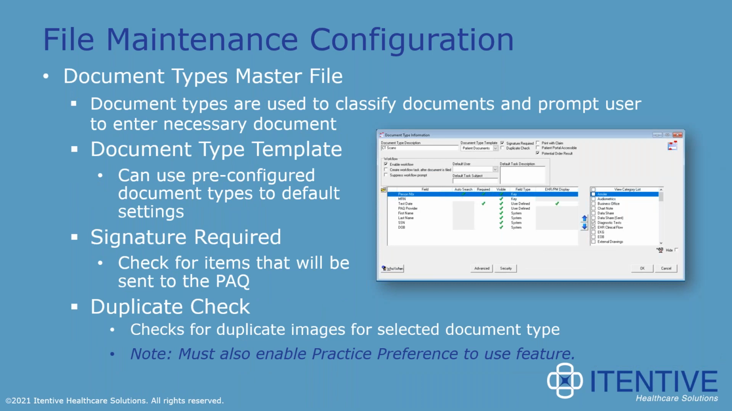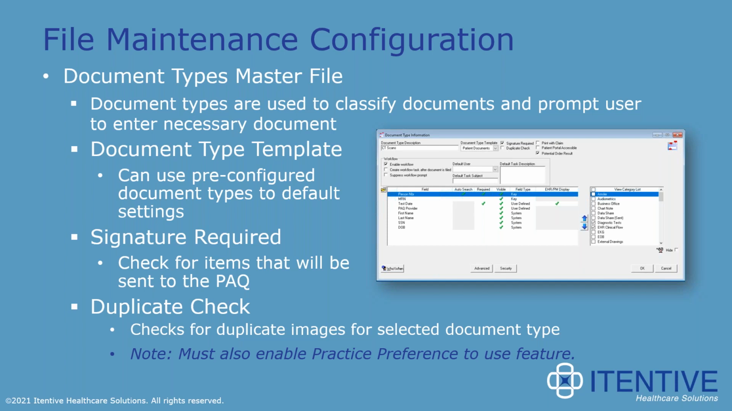So once we've created those document fields that are needed for your practice, your next step would be to then group those fields together into what we call document types. So our document types are assigned to image during scanning. So this helps to classify that document, as well as it gives the user the necessary prompts to enter the detail that's needed for filing that document.